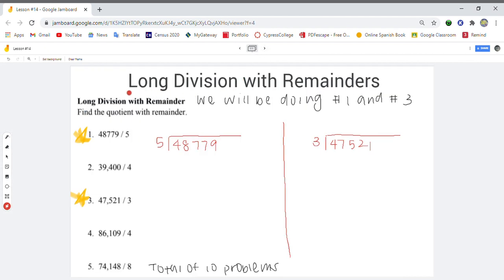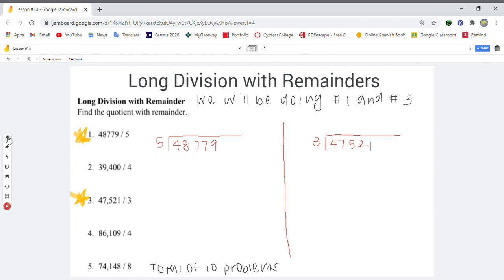Last section, it'll be long division remainders. This one's pretty self-explanatory, but I'll be going over number 1 and number 3 together. We're going to find the quotient with a remainder. So for number 1, we see 48,779 divided by 5. I already laid it out like this.